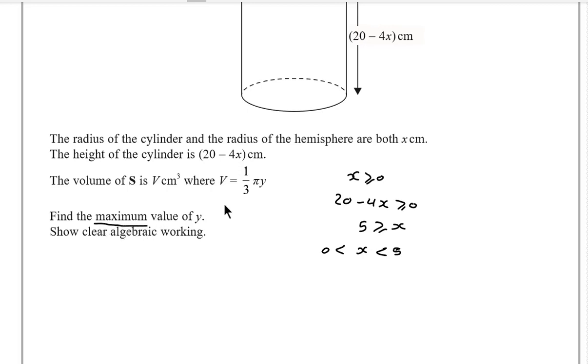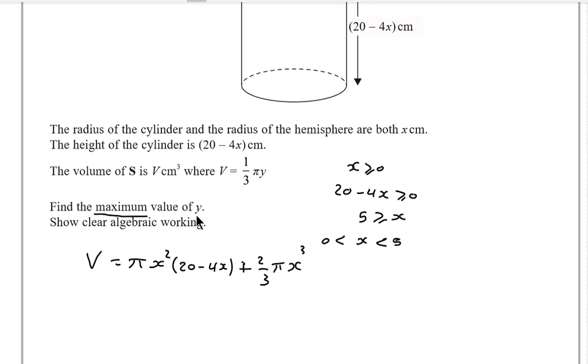Okay, let's first get the volume. The volume will be divided into two parts: the volume of the cylinder and the volume of the hemisphere. The volume of the cylinder is pi r squared, which is x squared times h, which is 20 minus 4x, right? 20 minus 4x, and then plus the volume of the hemisphere. The volume of the sphere is 4 over 3 pi r cubed. Now we have hemisphere, so 2 over 3 pi r cubed, and r here is x, so x power 3. This is the volume of the S, okay?